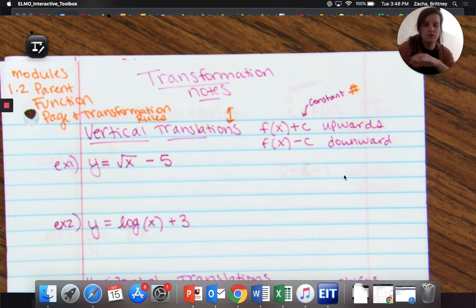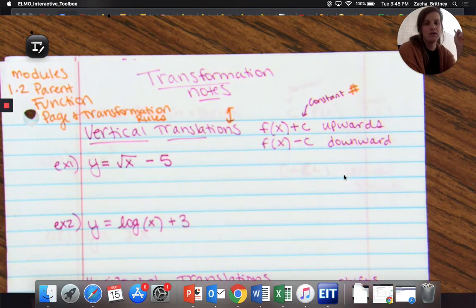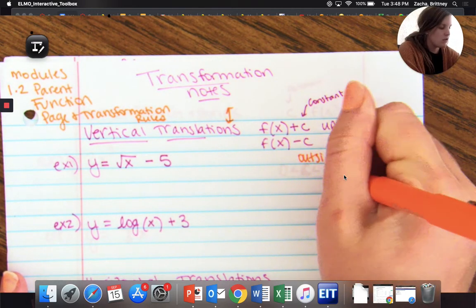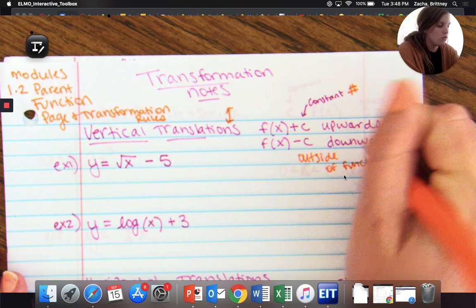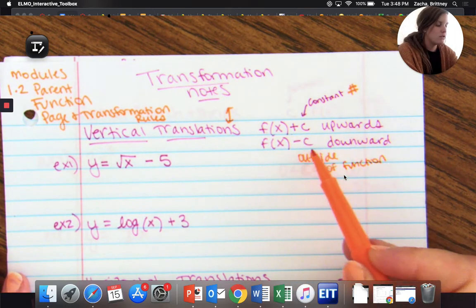In these first couple weeks, we're just doing an overview of all the functions that you'll be studying throughout the whole year and all the transformations. After these first couple weeks of overview, we'll start narrowing our focus into more specifics of each function, but these rules will never change. So notice if you have a function and then a number added or subtracted on the outside of the function, on the outside of f of x, that's what this rule is trying to communicate. If it's a plus, it's going to move it up, minus, it goes down.